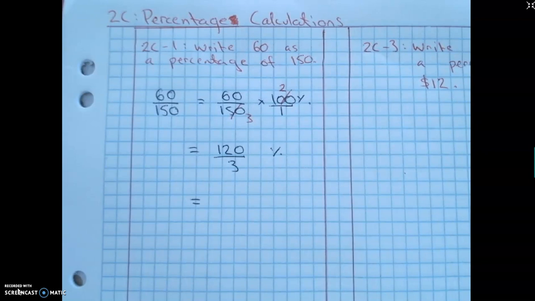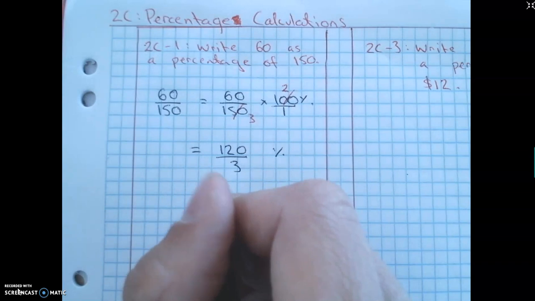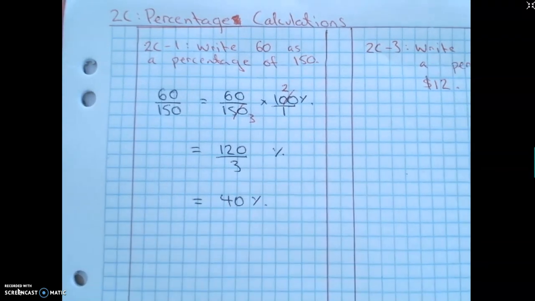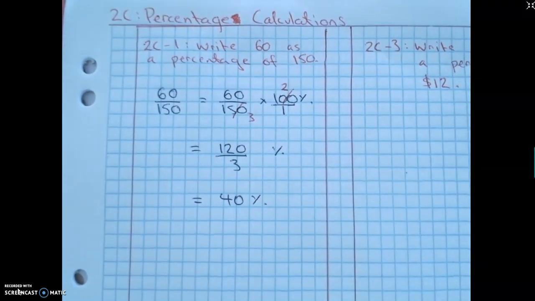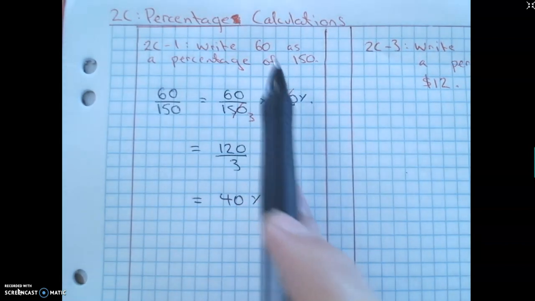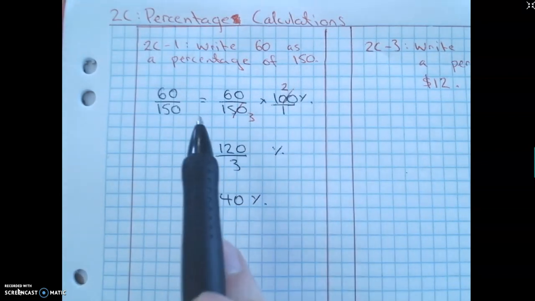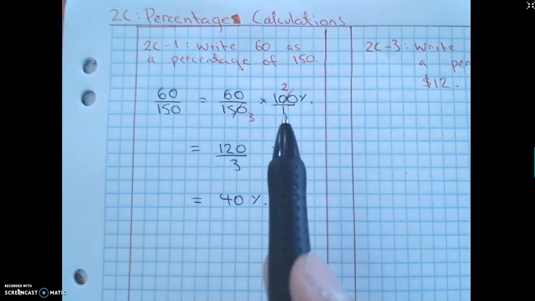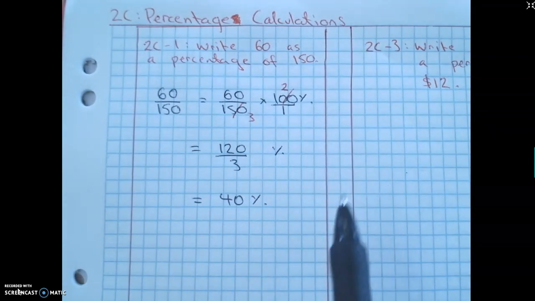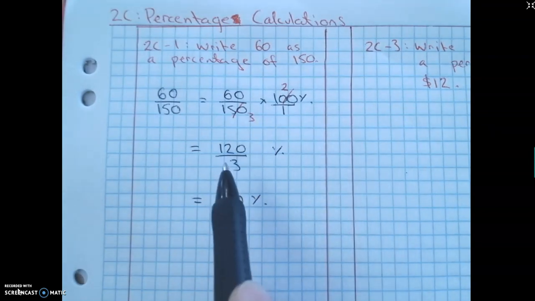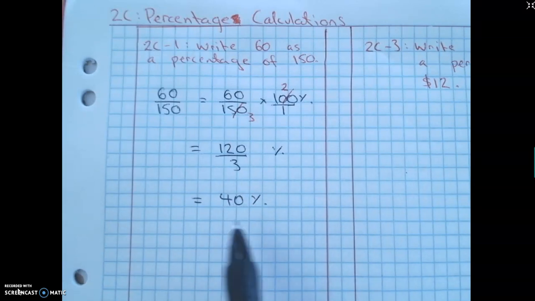If I have 120 over 3, that gives me 40%. We all good with that one? Alright, so we started off by writing it as a fraction, like we'd practice, 60 over 150, and then to convert it to a percentage, you multiply it by 100. And then as a fraction, we had 120 over 3, which gives us 40%.